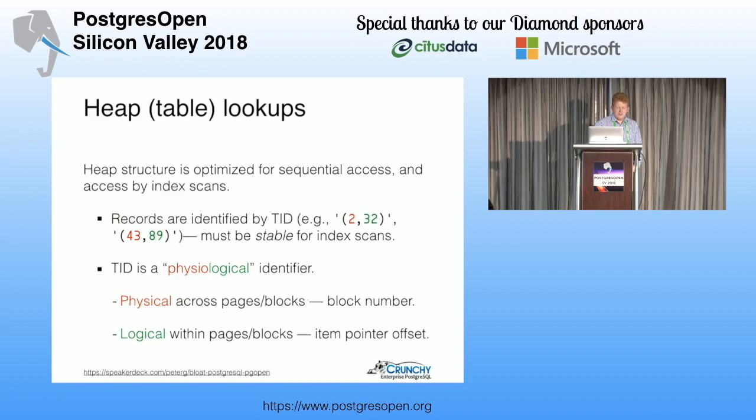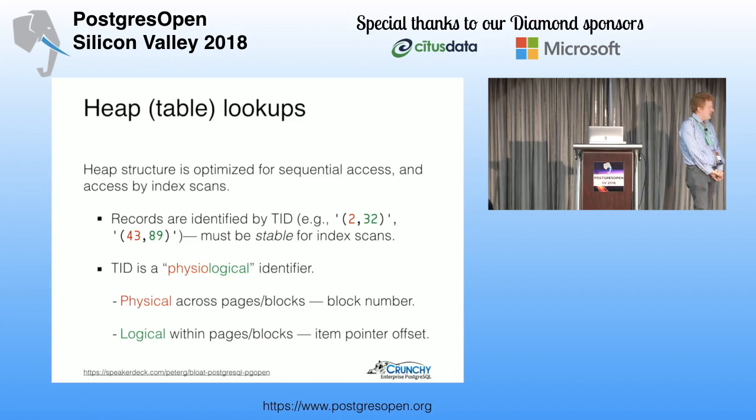So let's talk about the heap structure itself. It's optimized for sequential access, but also accessed by index scans. Records are identifiable by TIDs. Perhaps some of you know, you can actually select star from table where ctid equals something like that, and it'll show you the records that way. This is the same way that index scans work. You're just specifying the TID up front. Sometimes this can be useful.